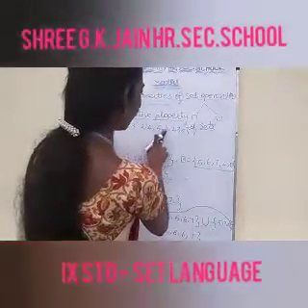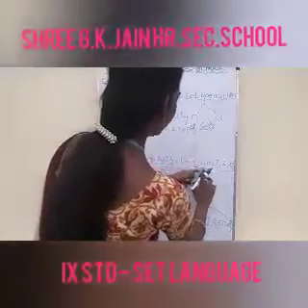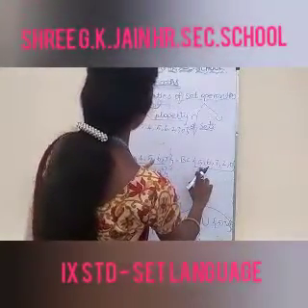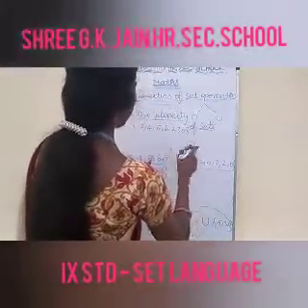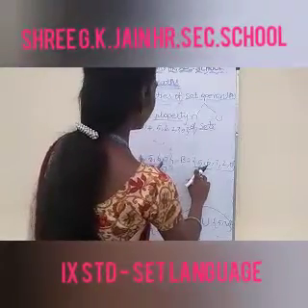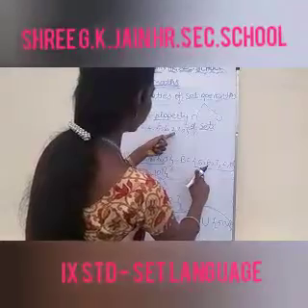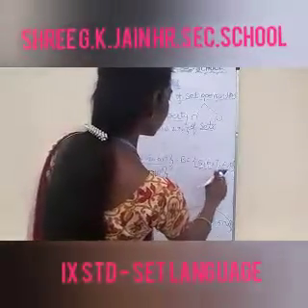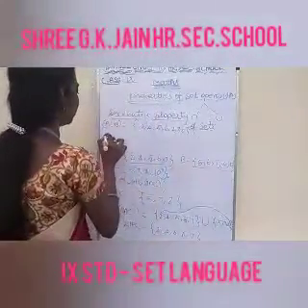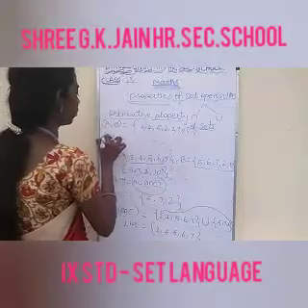2, 4, 5, 6, 7 and 0. Repeated elements should not be considered, students. So that's why we can write 2, 4, 5, 6, 7 and 0. This is your A union B. And now A union C.